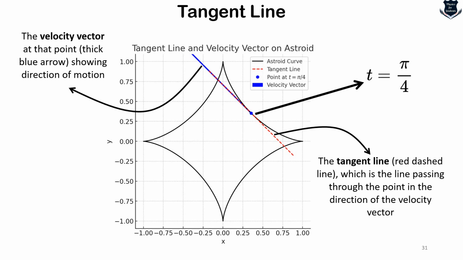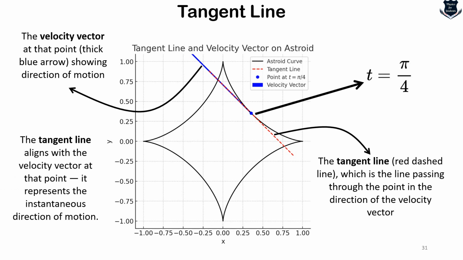This blue one, the thick one, is the velocity vector, which is showing the direction. And the tangent line, as you can see, aligns with the vector at that point. It represents the instantaneous direction of motion. So the main takeaway from this part of our video is that the tangent line aligns with the velocity vector at that point. It represents the instantaneous direction of motion, and the motion is not a cusp. So the velocity vector is non-zero and it is well defined.